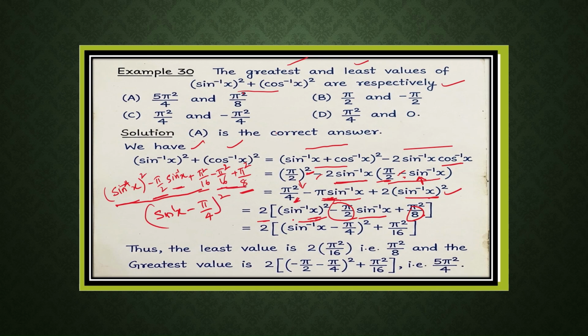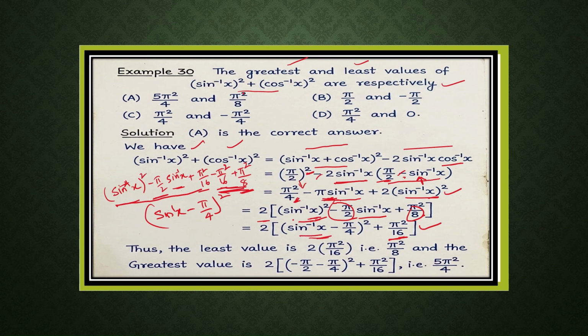Then if I simplify this, pi square minus pi square by 16 plus pi square by 8, it will become pi square by 16. Okay, and we got it in such a way that we can find where it is a minimum and where it is a maximum.